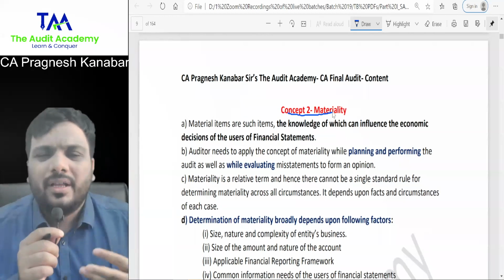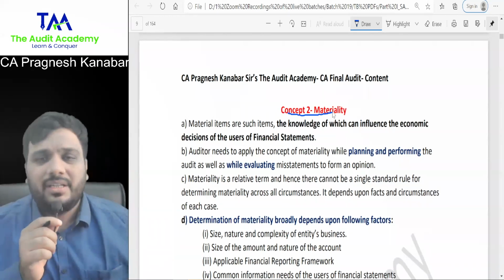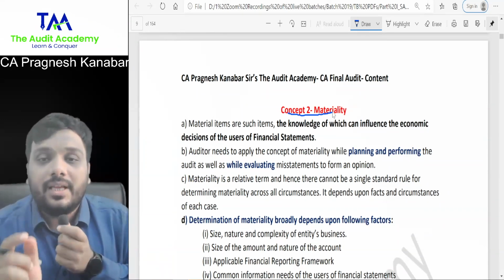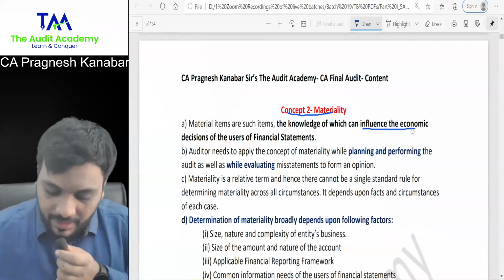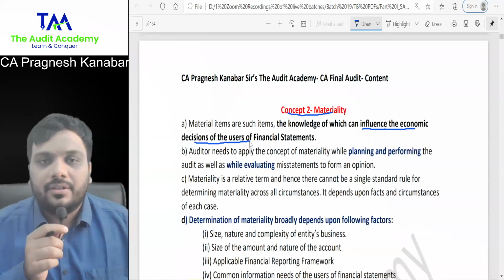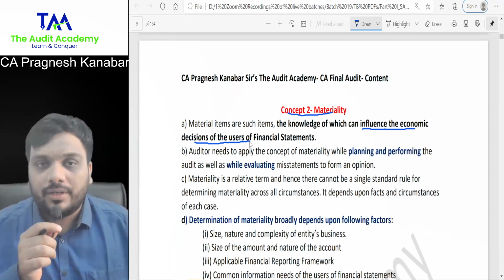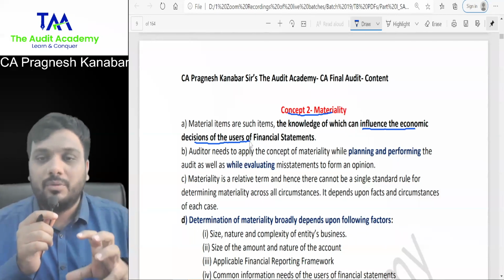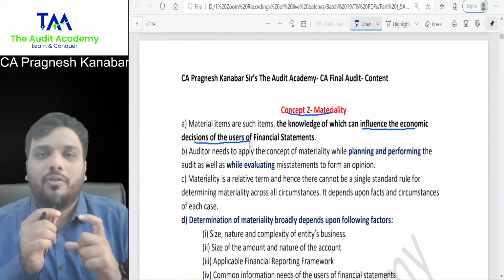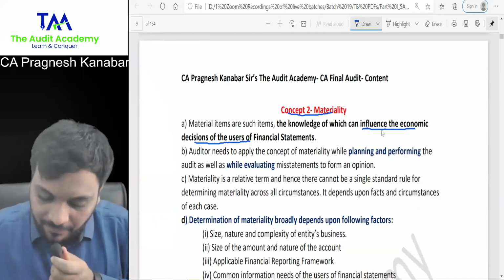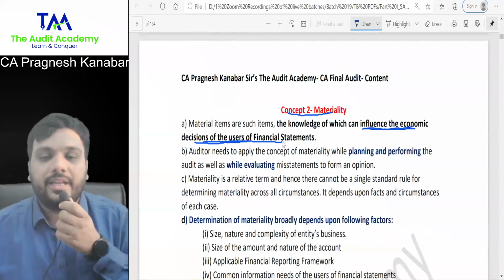See, come on, grow up. Inter-CA students use this language that material items are important items. At final CA, come on, you need to be more specific. Material items are such items which can influence the economic decision of the users of financial statements. So in Reliance Industries Limited, you are going to focus on the figure of turnover, on the figure of profit, on the figure of net assets before deciding whether you want to invest or not. So obviously these items will become material. You know the meaning of materiality in simple English, but you should know it in accounting and auditing English, that anything that can influence the economic decision of the users of financial statements.